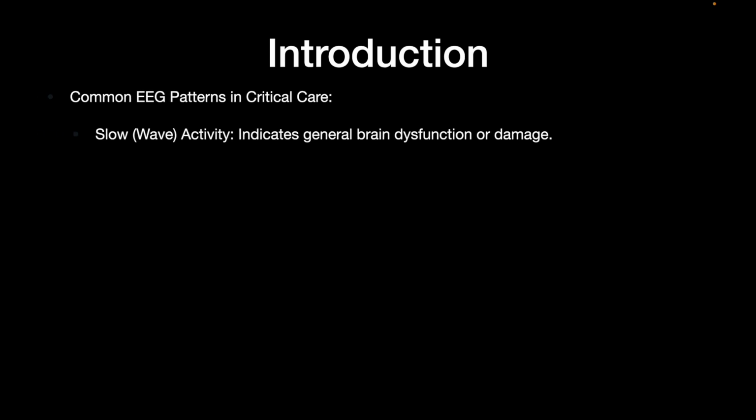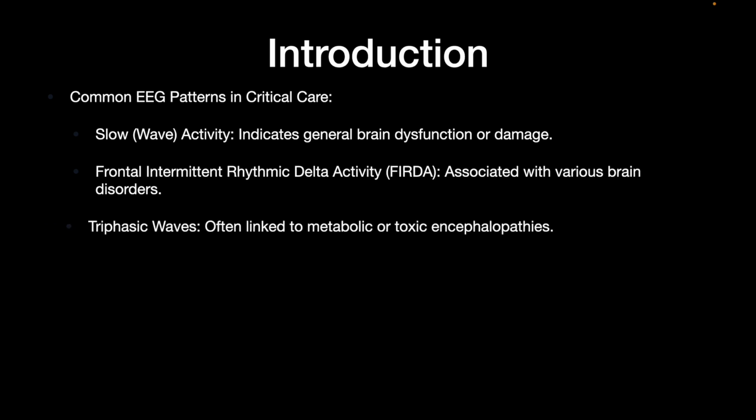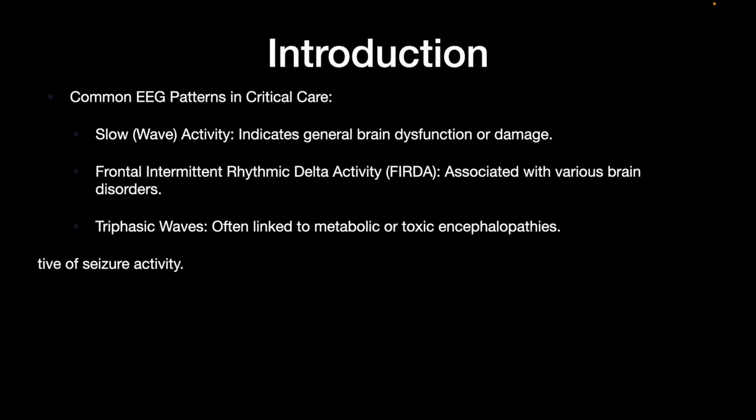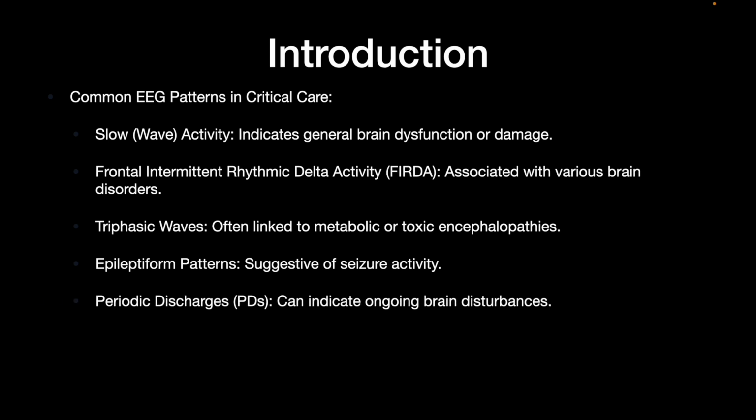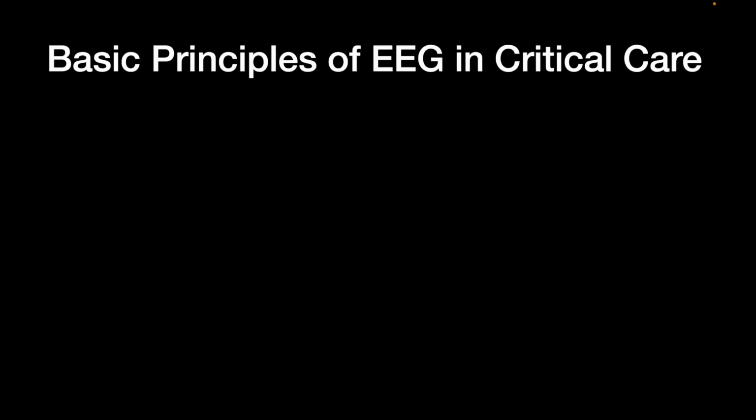Now, common EEG patterns are slow wave activity that indicates general brain dysfunction or damage, frontal intermittent rhythmic delta activity, the FIRDA, associated with various brain disorders, triphasic waves, which are often linked with metabolic or toxic encephalopathies, epileptiform patterns, periodic discharges, which can indicate an ongoing brain disturbance, suppression, which reflects severely reduced brain activity, and burst suppression, which indicates severely impaired brain function, often deep coma.